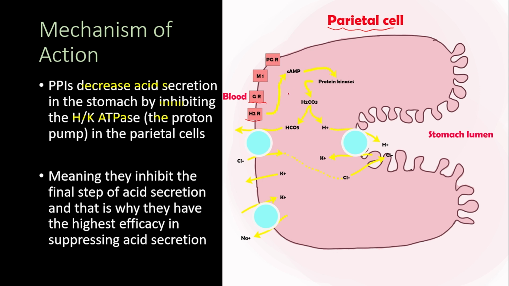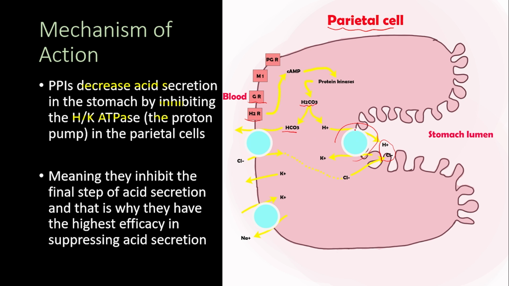And this would lead to an increase in the cyclic AMP, which activates protein kinases, which lead to the breakdown of the H2CO3 into an H and a bicarbonate, and the H would be secreted into the stomach lumen by the proton pump here to bind with the chloride to form the acid, which is the hydrochloric acid.